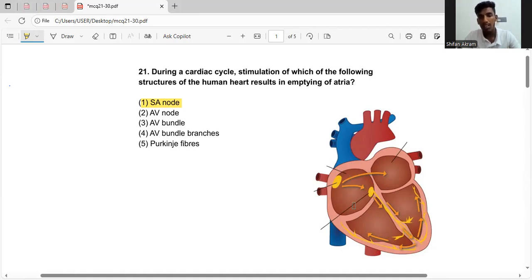After that, the AV node passes the impulse through the bundle branches into the Purkinje fibers, which causes contraction of the ventricles. The contraction of the ventricles causes the blood to pass through the aorta and the pulmonary arteries. So that's it there. The answer is the SA node. And now let's go through the next question.